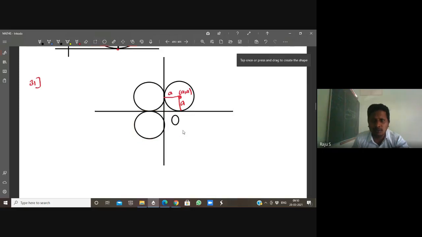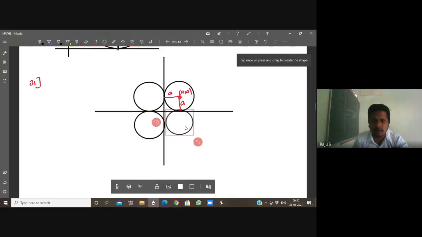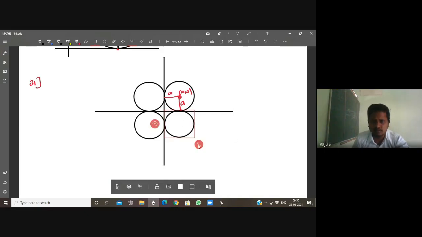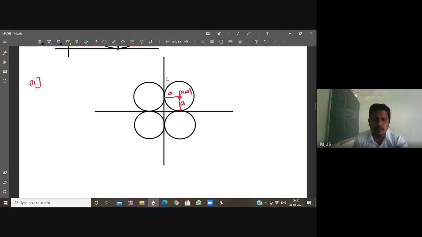What about the centers? The centers will be the same, only the sign will be different. So here a comma a, here the center becomes second coordinate, x is negative. Radius will be the same. Here both will be negative, minus a minus a, and here it is a minus a. Like that. Radius will be a.